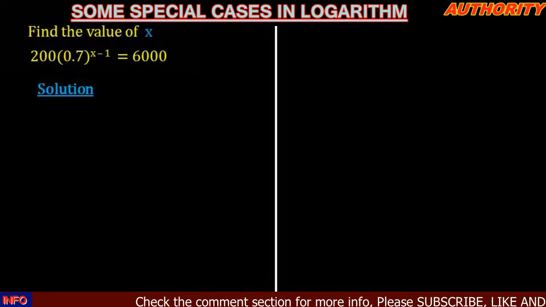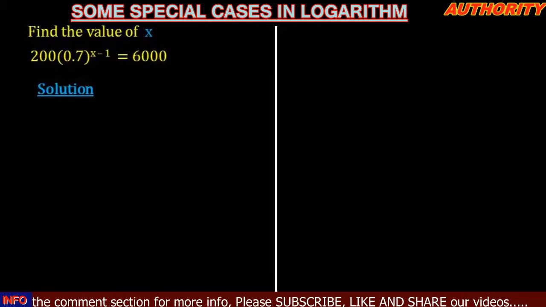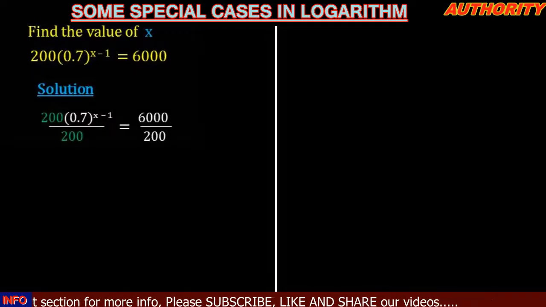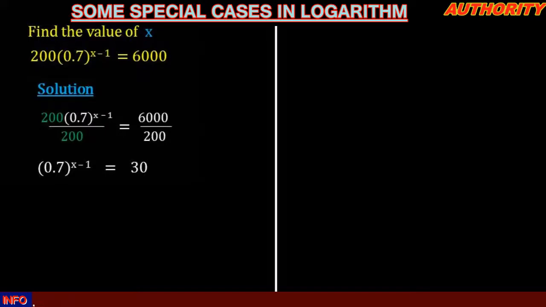Now from here, let's divide both sides by 200. When we divide both sides by 200, we're going to have 200(0.7)^(x-1) divided by 200 is equal to 6,000 divided by 200. So on the left hand side, 200 will cancel 200, right? So we're going to be left with 0.7^(x-1) equal to 6,000 divided by 200, which is equal to 30. Yes. Remember, we are looking for the value of x.